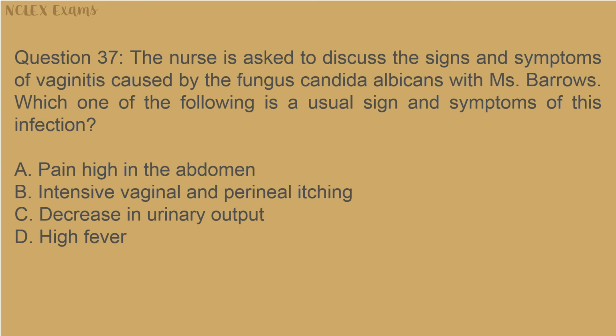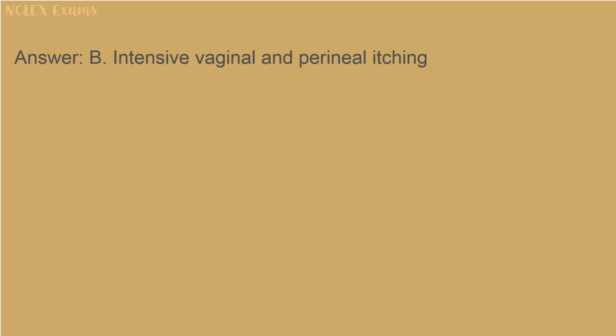Question 37. The nurse is asked to discuss the signs and symptoms of vaginitis caused by the fungus Candida albicans with Miss Barrows. Which one of the following is the usual sign and symptom of this infection? A. Pain high in the abdomen. B. Intensive vaginal and perineal itching. C. Decrease in urinary output. D. High fever. Answer: B. Intensive vaginal and perineal itching.